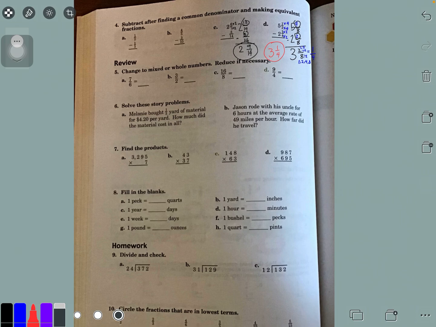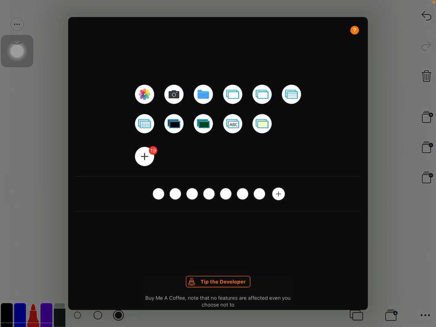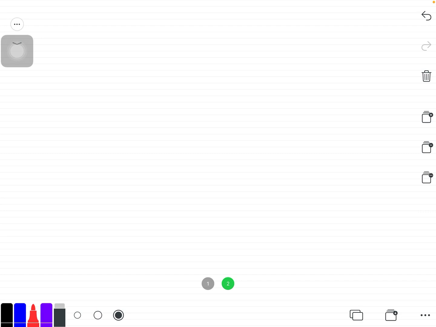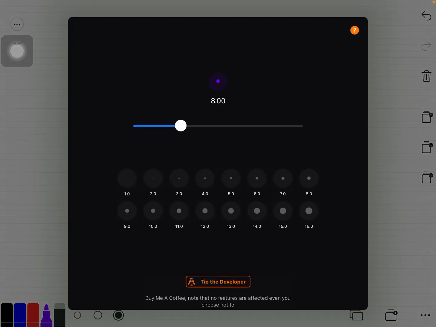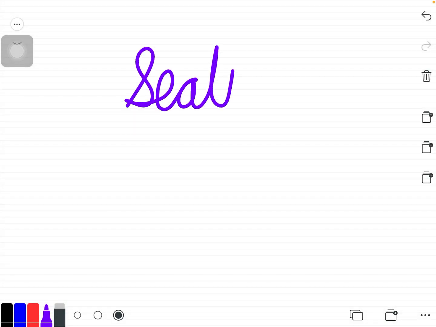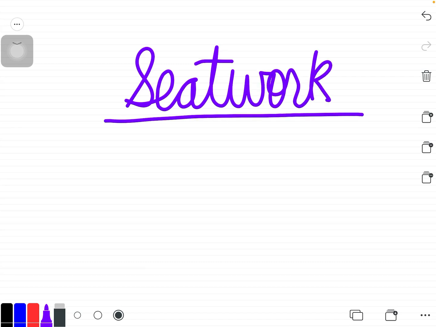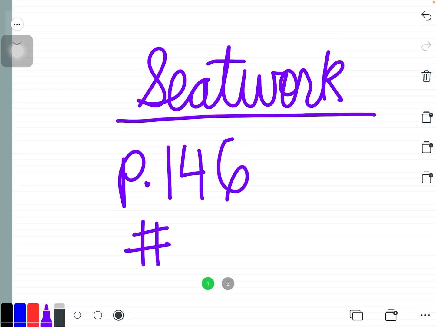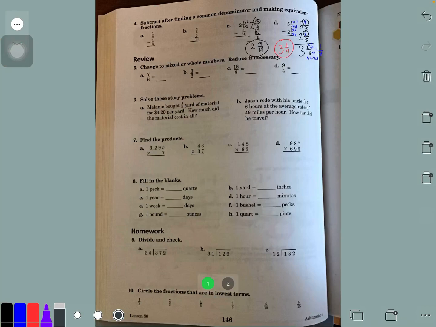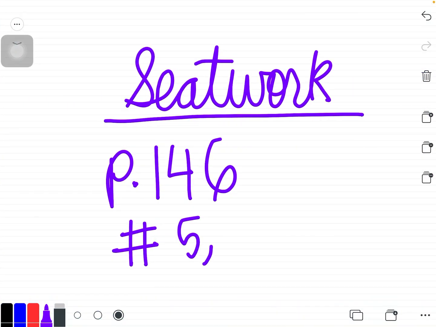All right, so here's your seat work for today. Oh, snap. I had it right. Then it kicked me out. So for today, your seat work, I'll use purple. Okay, better. And then I'll give you the riddle. So please do page 146, numbers 5, 7, 8, and 9. We'll skip the word problem for now because it's super long. But for seat work, just do page 146, numbers 5, 7, 8, and 9.